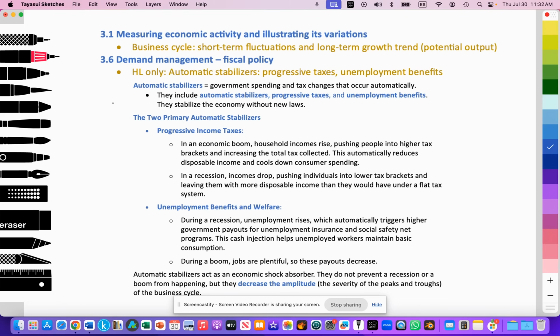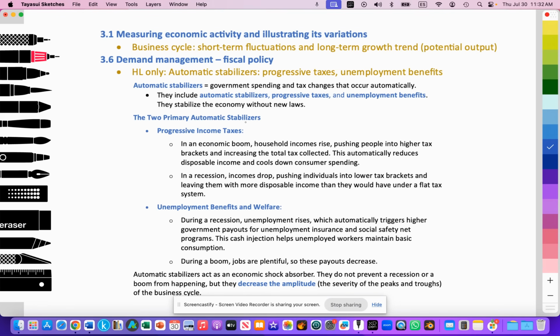So just to go over some vocabulary, automatic stabilizers are government spending and taxes that occur automatically. So this is what we call non-discretionary fiscal spending. They include progressive income taxes, corporate taxes, and unemployment benefits. They stabilize the economy without any new laws being created.